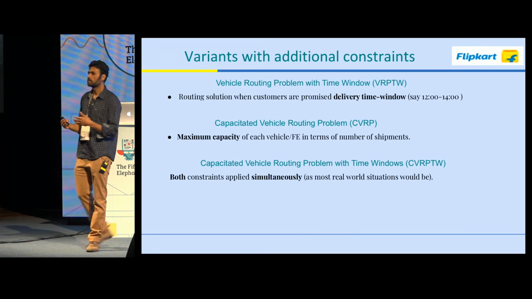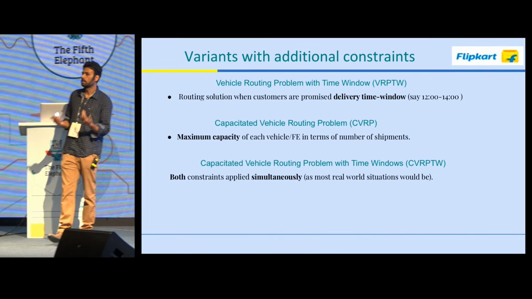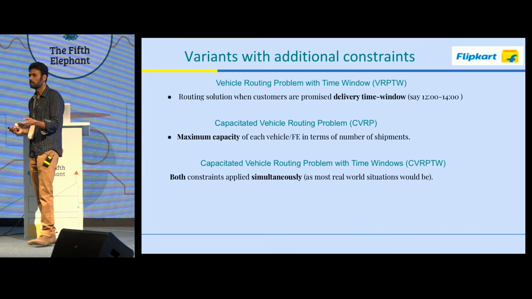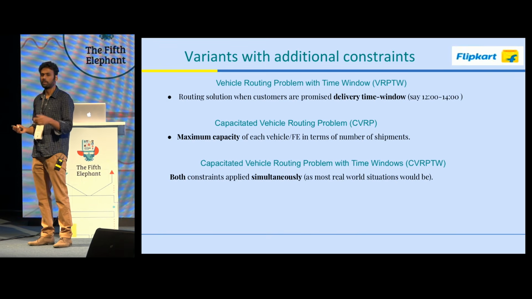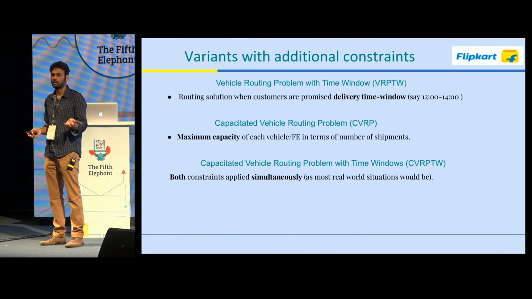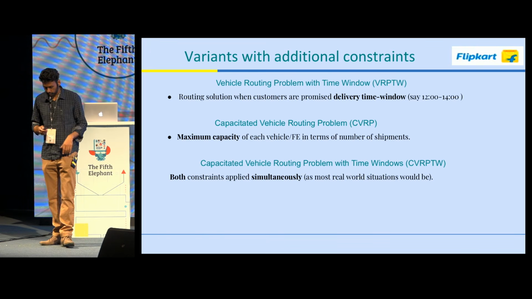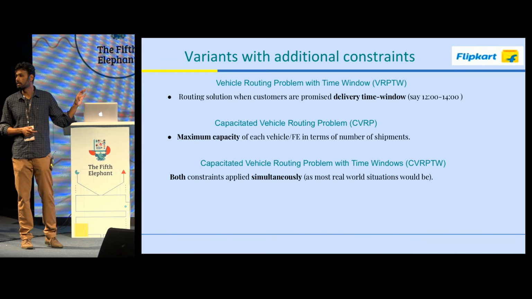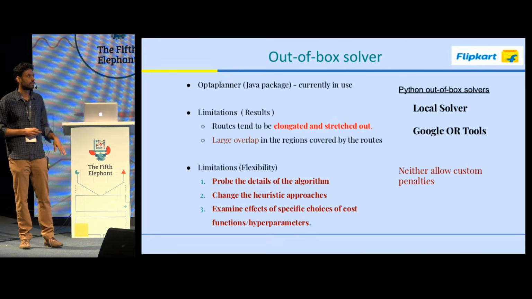Now, as you can imagine, this is not some sort of an academic variant, right? In real world situations, as a business, you'd prefer that you give a time slot to a customer. You don't let the customer wait the entire day. You'd prefer, all else being equal, that you give them a specific window and you deliver it. Likewise, the capacity is a natural constraint. You can only carry so many things in a bag or in a vehicle, right? So these are very real world constraints. Great. And so we will be talking about the last one, the capacitated vehicle routing problem with time windows.